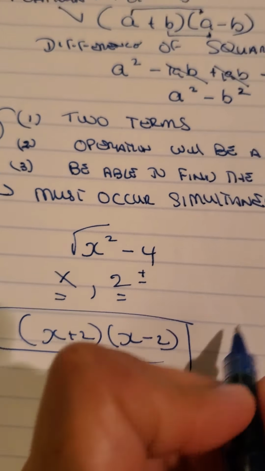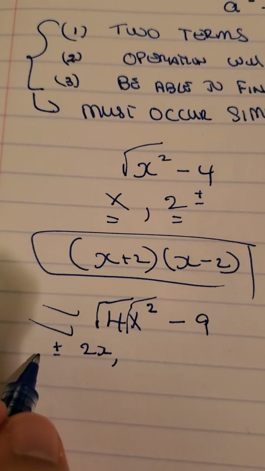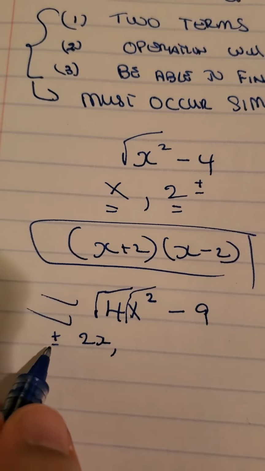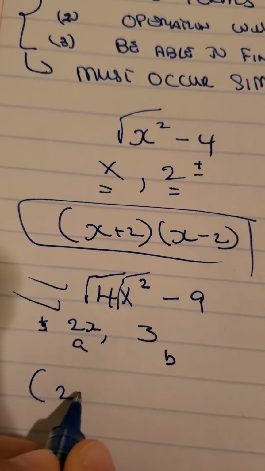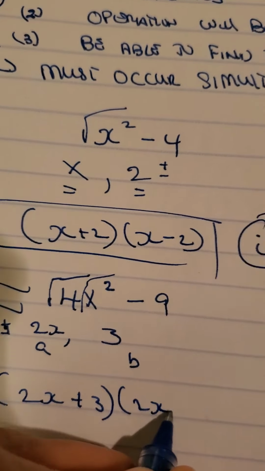Let's try another one. Let's say I have 4x squared minus 9. Is it two terms? Check. Is it a difference? Check. Can I find the square root of both terms? Yes. The square root of 4x squared is 2x, and the square root of 9 is 3. So I have my a, I have my b. So it's 2x plus 3 and 2x minus 3. Done. Oh, it's beautiful.